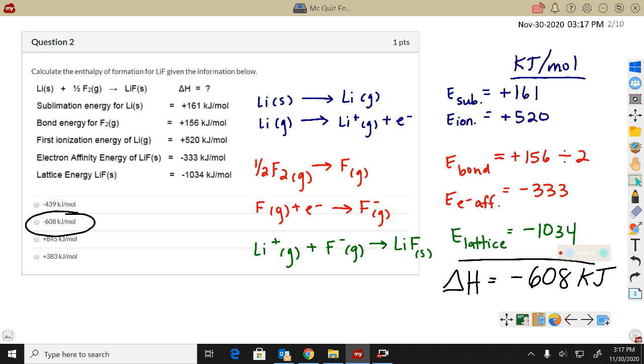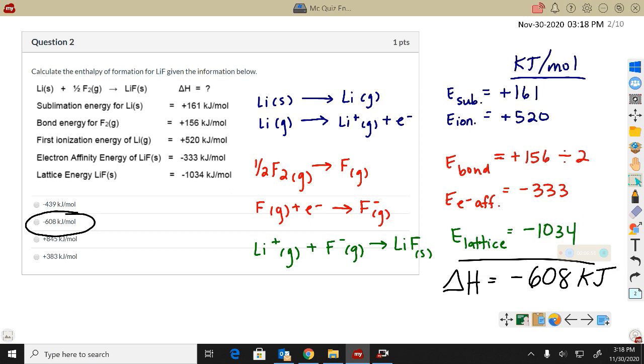Because if you think about the solid, if I first start adding energy to a solid, it's going to go through a series of phase changes. Then once it's in the gas phase, I can remove the electron if I continue to add energy. So when we put this sublimation energy down, that's to form the lithium atom in the gas phase, so that then the second step, I can use the ionization energy for lithium in the gas phase. So there are my first two steps.